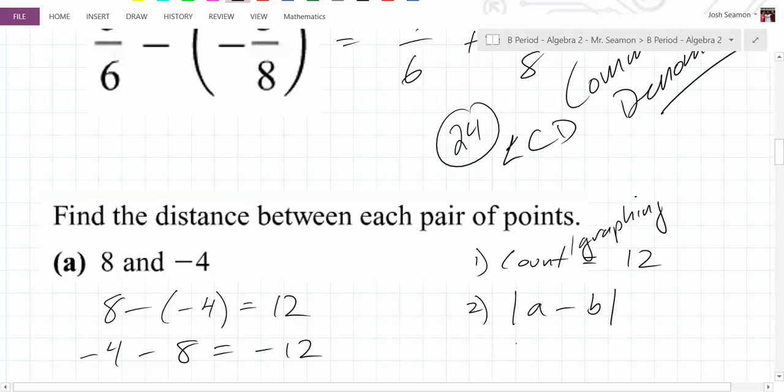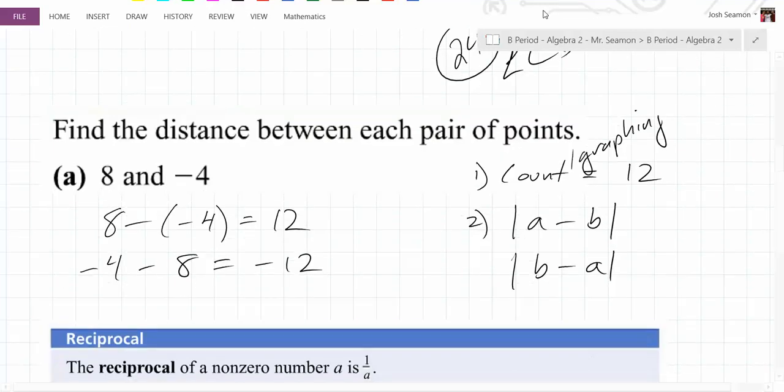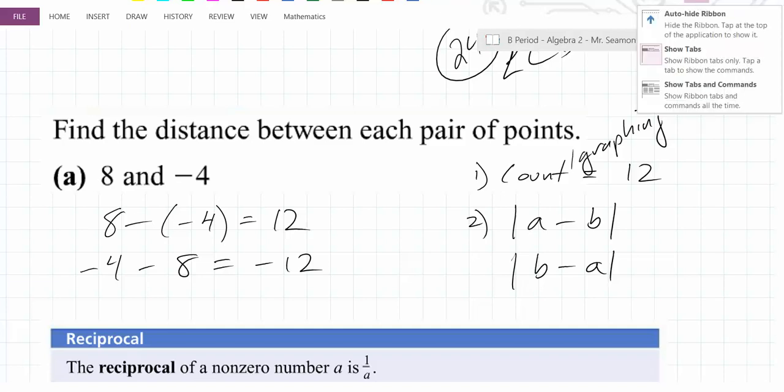Does it matter if you do that or this? No, it doesn't. And here's the trick. Why is that the case? Because you're finding absolute value, so it's always positive. But let me show you what we're talking about here.